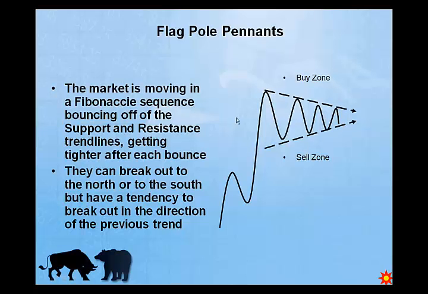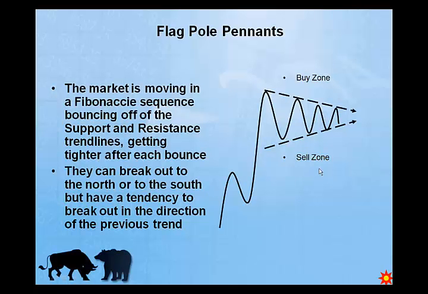And these flagpole pennants have a 90% probability of breaking to the north. Obviously, there's always that 10% it could break to the south, but if we're playing probabilities, the higher probability is that it breaks to the north, or the direction of the trend. In this example, we're looking at an uptrend, so it breaks in the direction of the trend. If it was a downward pennant, it will break south. It always breaks in the direction of the previous trend.